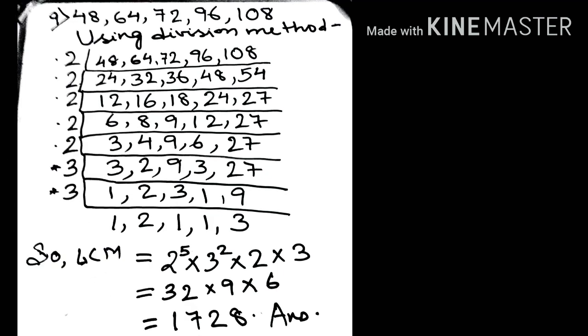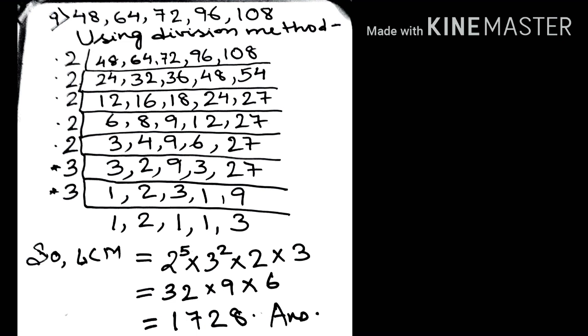Next is question number 9. Take out the LCM of 48, 64, 72, 96 and 108. Again we are using the division method, and after dividing, can you see that 2 has been written here? The common factor 2 has been written 5 times and 3 has been written, marked with a star, 2 times.